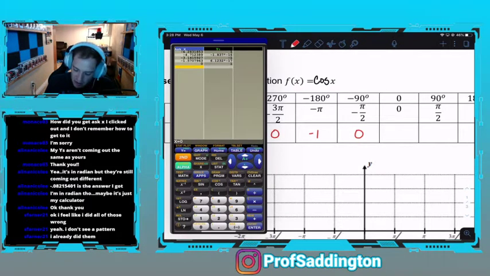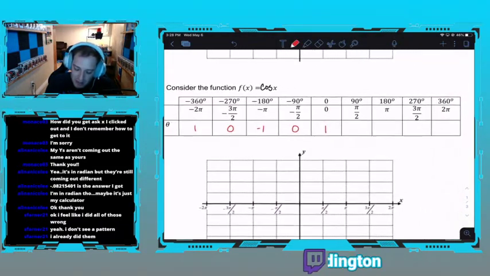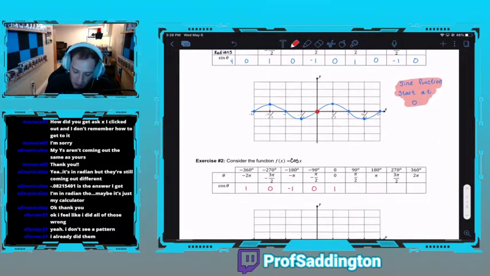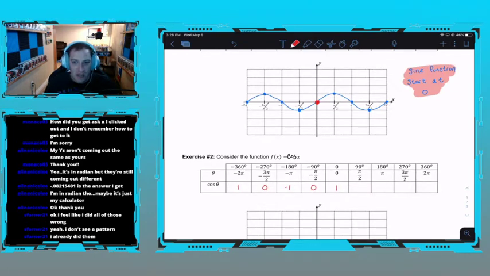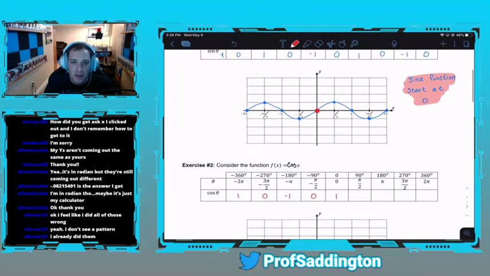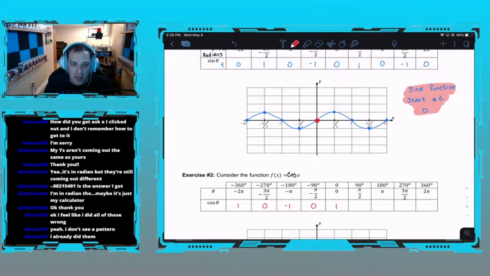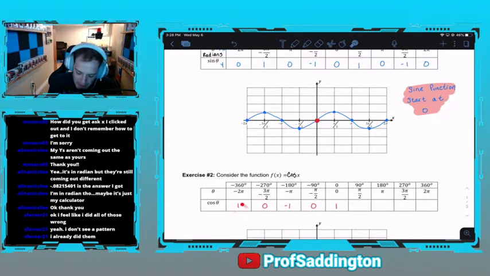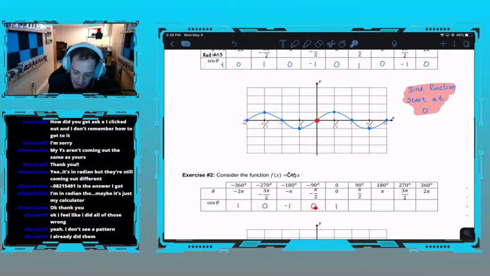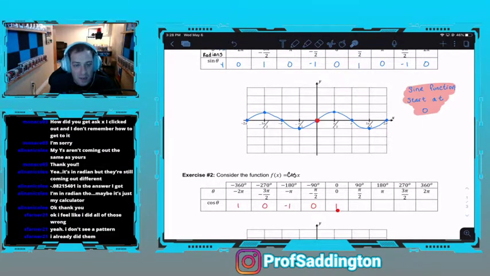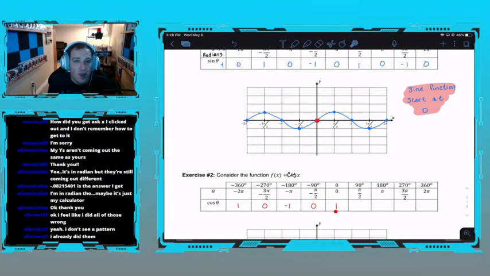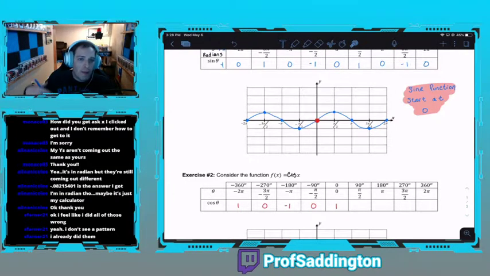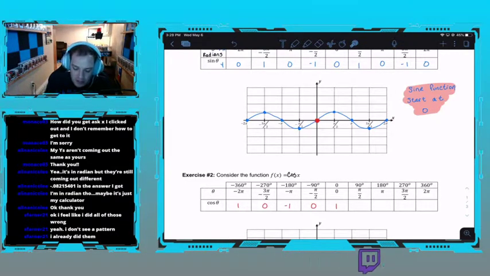I'll put in 0, and the answer comes out to be 1. And I'm just going to stop right there because the pattern that we're going to see for cosine is going to be very, very similar to what we did with sine. So if you notice, we went positive 1, 0, negative 1, back up to 0, back up to positive 1, and this is a wave function. So it's going to keep going up and down, up and down.